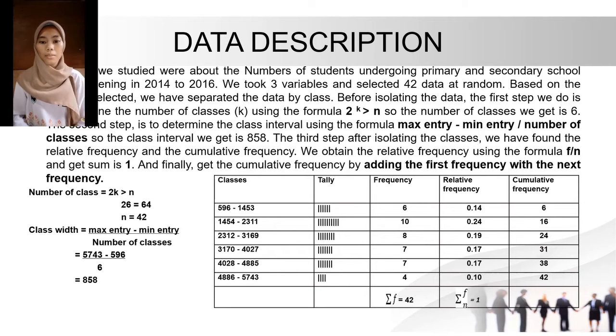The third step, after isolating the classes, we have found the relative frequency and the cumulative frequency. We obtain the relative frequency using the formula f per n and get the sum is 1. And finally, we get the cumulative frequency by adding the first frequency with the next frequency.